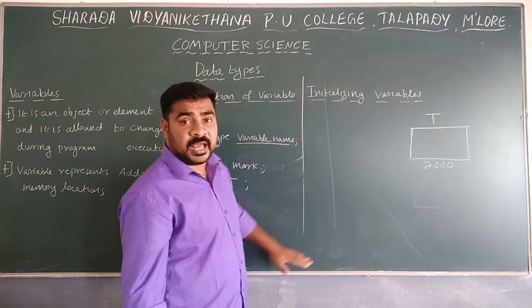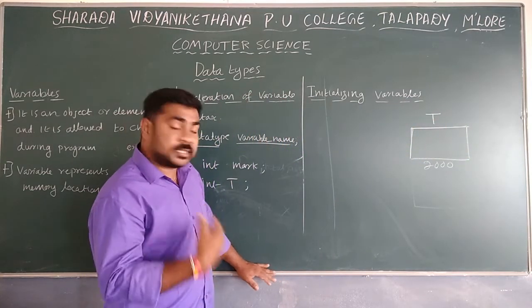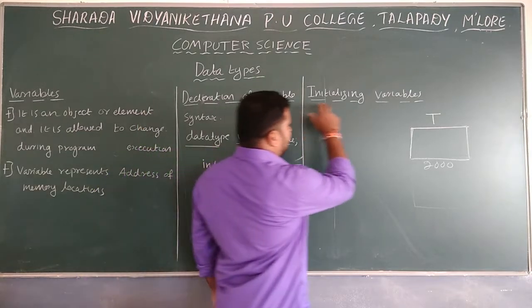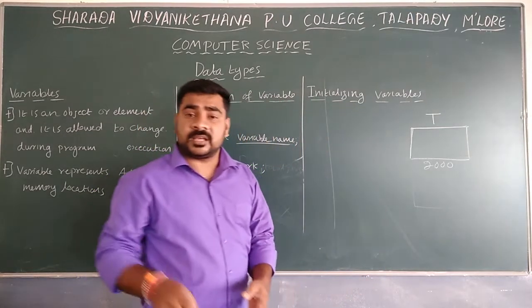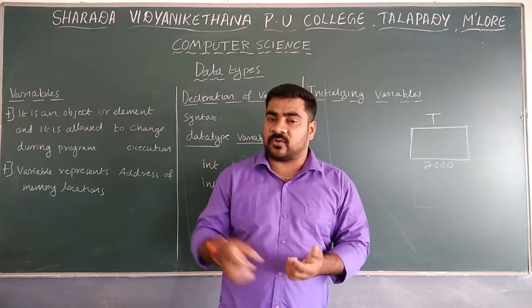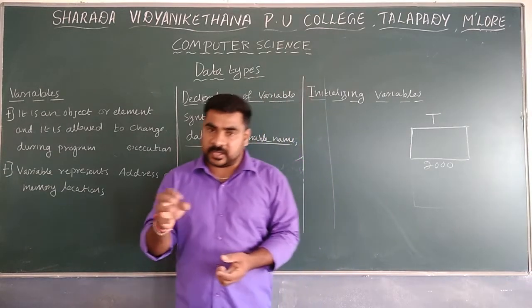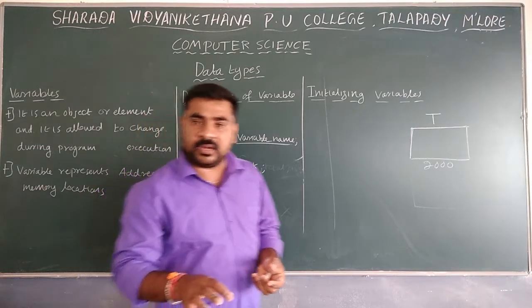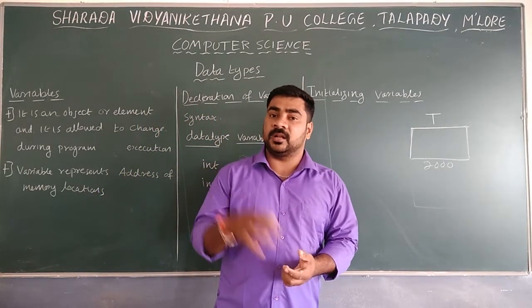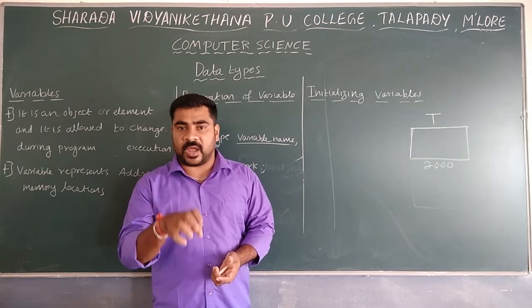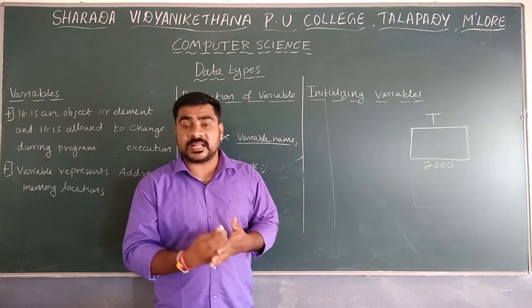After declaring the variable, what is the next step? The next step is we have to initialize the variables. Initializing means assigning the first value. If you create any variable, such as m or t, then you have to assign a particular value for it. How can you assign the values?